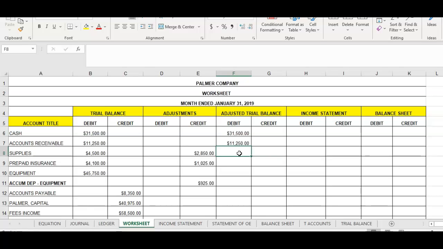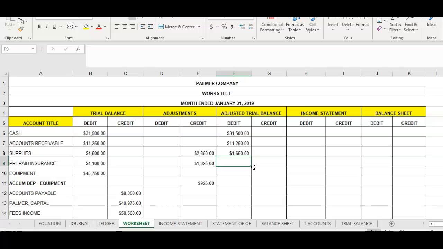Now the supplies account was adjusted. The amount was $4,500. Then we credit the account for $2,850. So look at the account balance initially, a debit of $4,500, a credit for $2,850. Because they're on opposite sides, we're going to subtract those two amounts from each other and record the balance on the largest side of the account. Therefore, our supplies account has a balance of $1,650 after we've made the adjustment at the end of the accounting period.